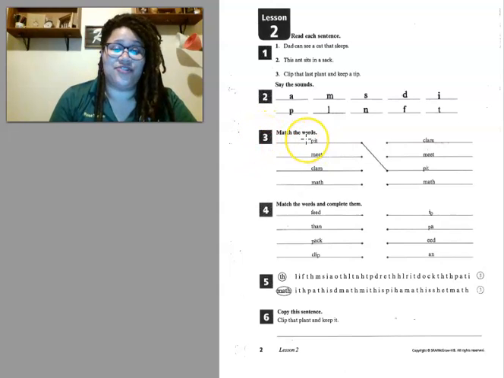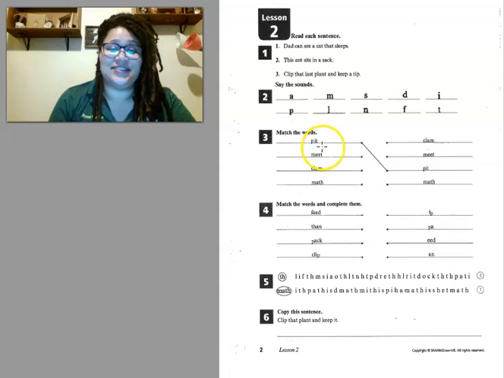In part 3, you will match the words. I will read the words in the first column. These words are pit, meat, clam, math. You're going to draw the lines to the words in the second column. Make sure you find the right word and draw the line from the first column to the second column.